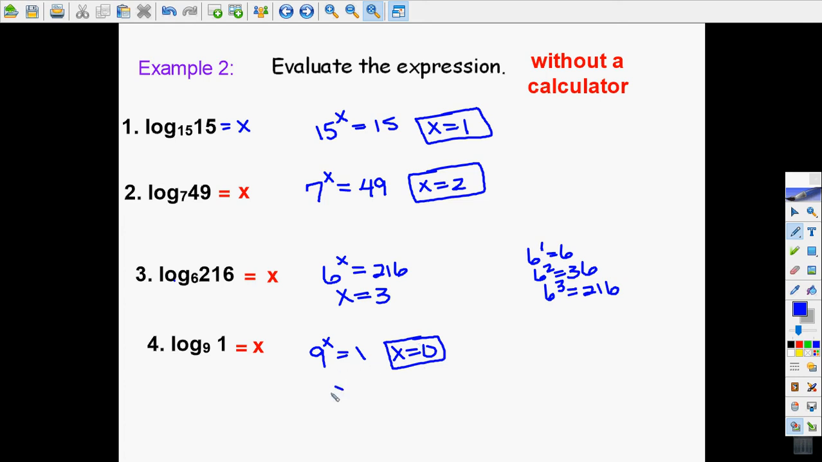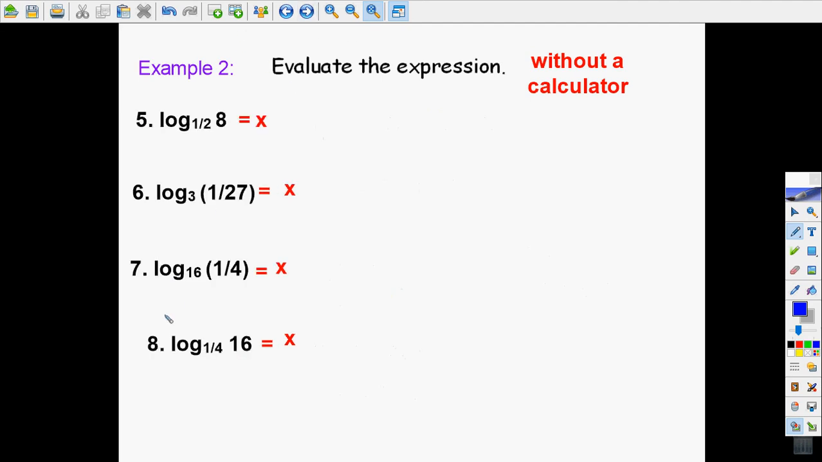So you can check your work. 9 to the 0th power is indeed 1. So thank goodness. All right, so we're going to do a few more. So this is what happens when we have fractions, right?